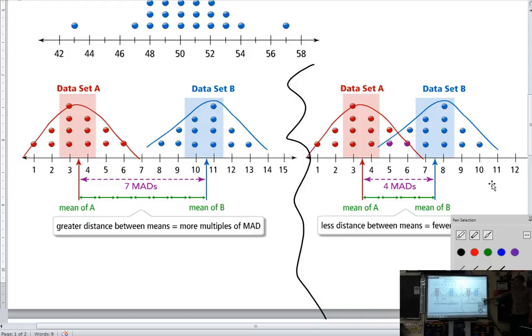Here, our mean is about 3.5, but now our mean of B is about 7.5. So now there's only a distance of 4 between them. These data sets are much more related because their means are closer. So that means there are fewer multiples of the mean absolute deviation to spread them out. Means they're more related, they're closer, they're tighter, they're more familiar with each other.